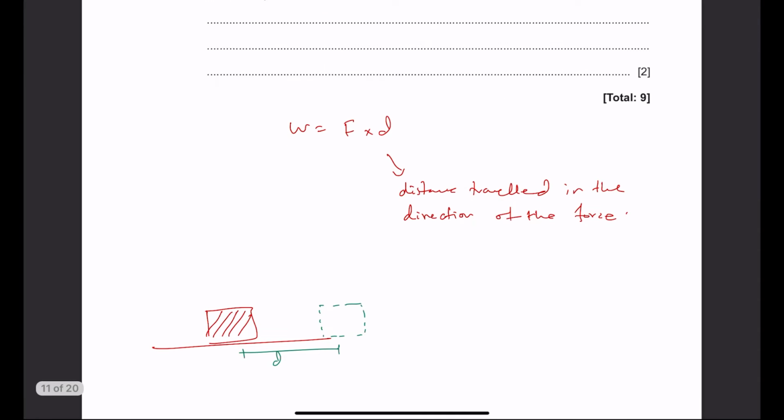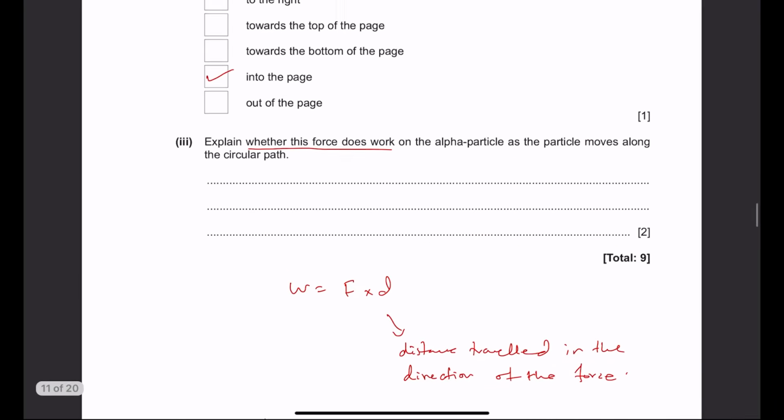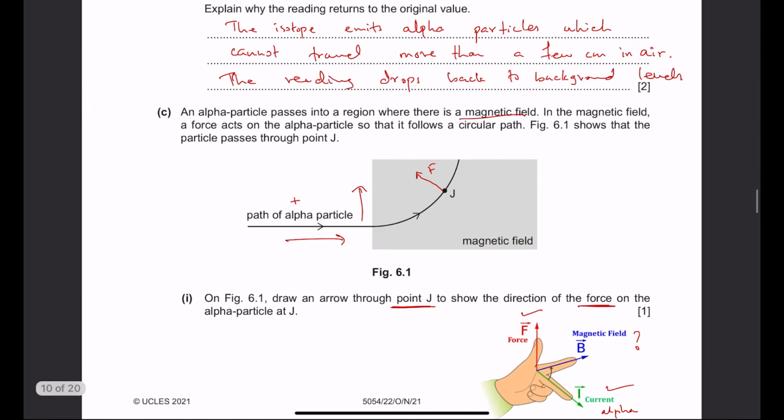Now one person decides to exert a force F1 like this, and the other person decides to exert a force F2 like this. Which force is doing the work on the block? Only force F1 is doing the work on the block because the distance that is traveled is in the direction of the force. F2 is not doing any work because the distance traveled is not in the direction of the force.